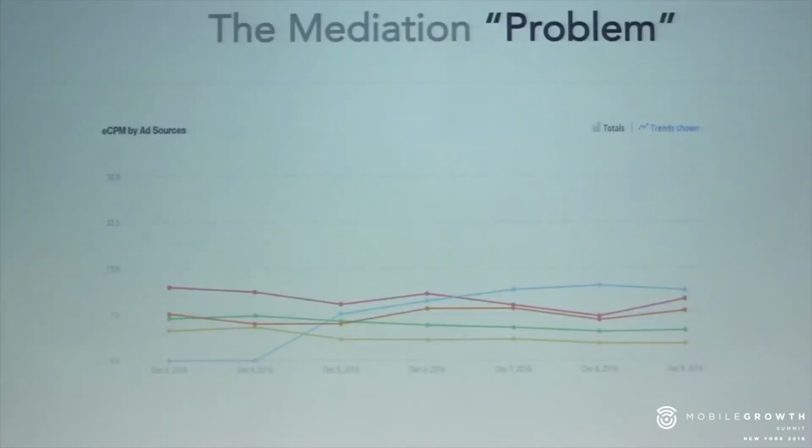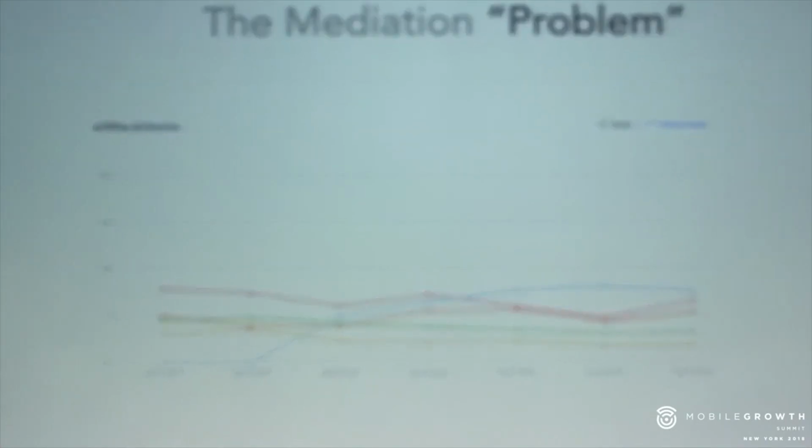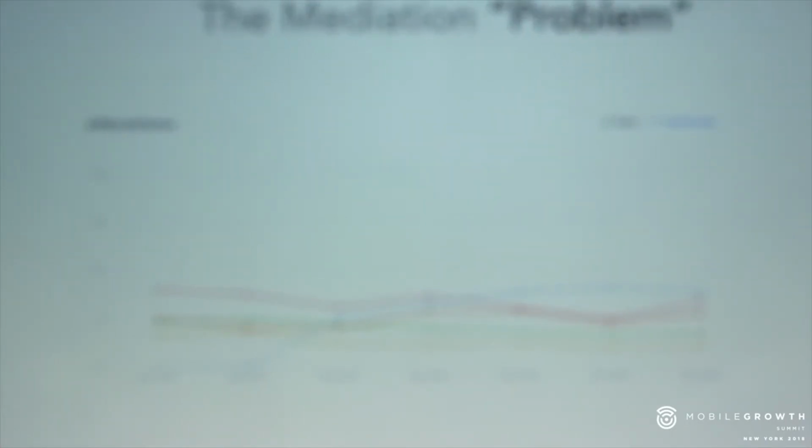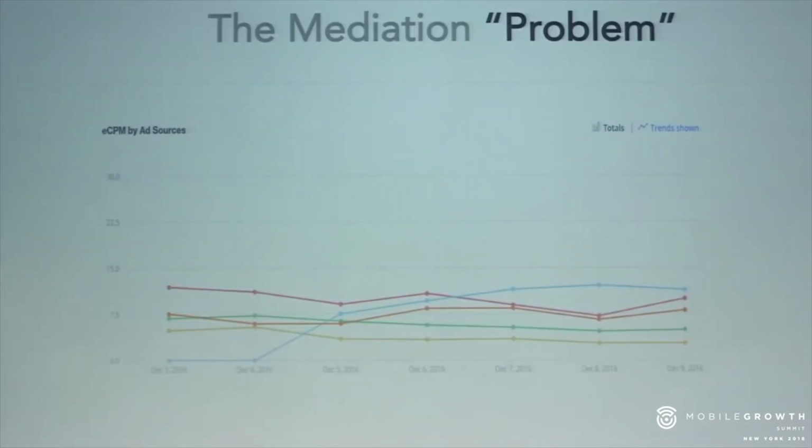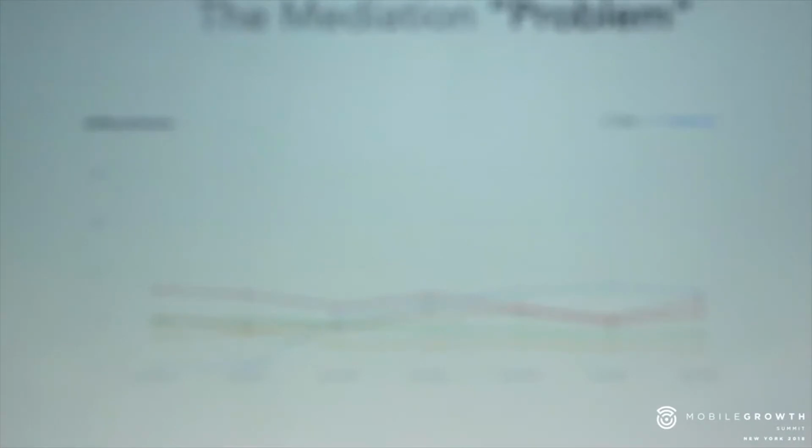Then we have the mediation problem. For those of you who have ever used a mediation platform or looked at a bidding system, this probably looks very familiar. I tend to have a little bit of a conspiracy theory about this, which is, as you can see, the networks that are bidding here, they're in a very tight range. Sometimes they leapfrog one another, but not by a dramatic amount.